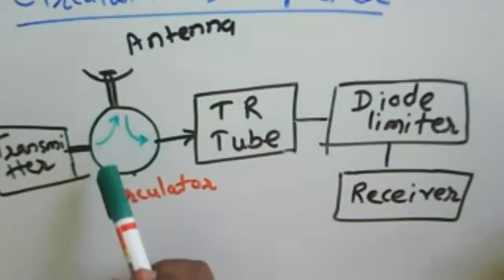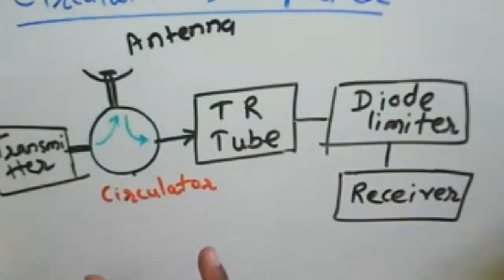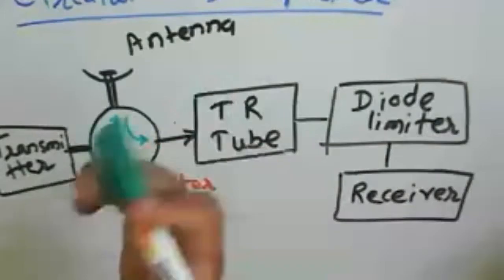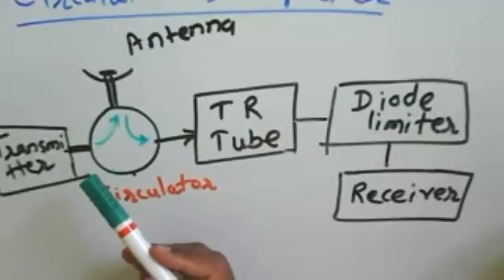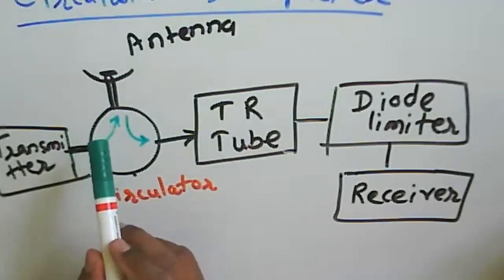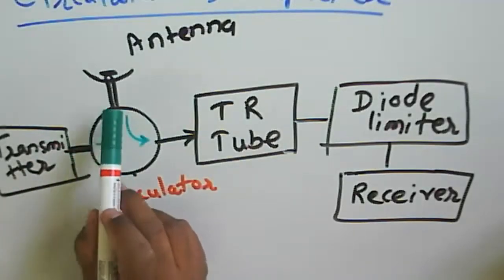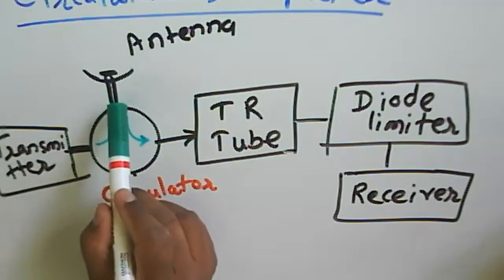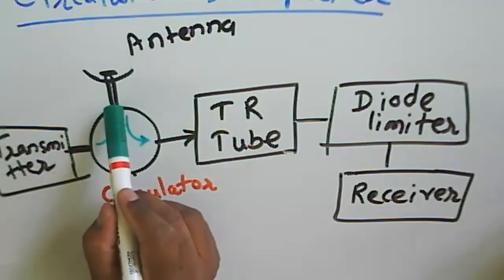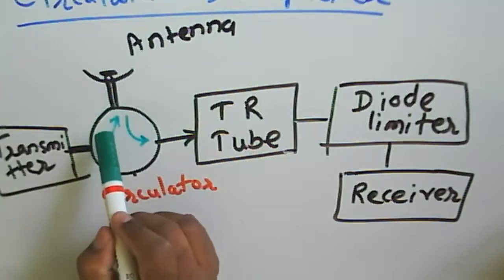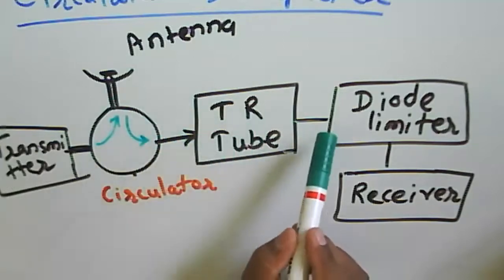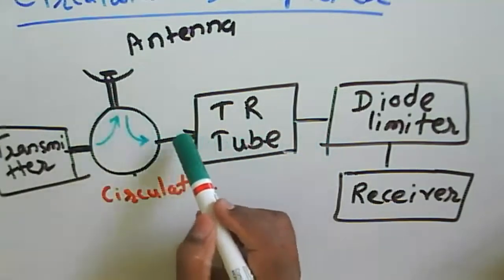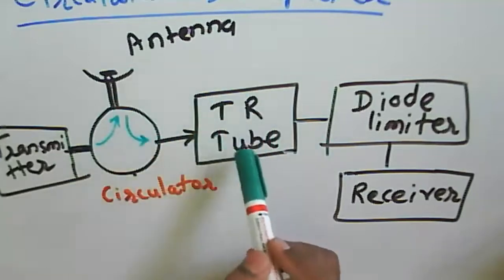But what happens here? Due to some mismatch at a particular port, there will be reflection from that port. Whenever we transmit a signal to the antenna, if any mismatch occurs at the antenna, then due to the mismatch, reflection occurs from the antenna. Reflection is nothing but that signal propagating to the receiver side. Okay, that reflected signal. So that's why one TR tube is used here.